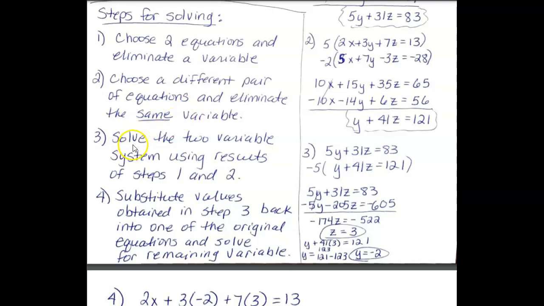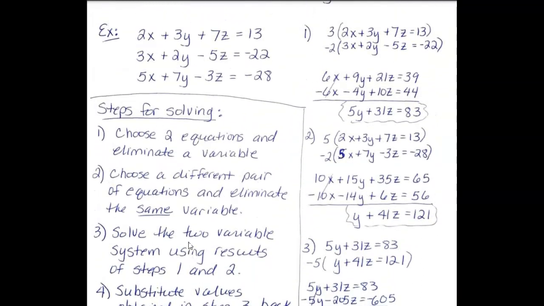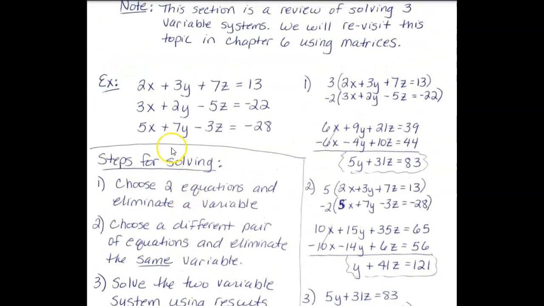So our step 3 is to solve the 2 variable system using the results from step 1 and 2. So we take the answer we got in step 1 and the answer we got in step 2 and create a 2 variable system that we would need to solve. And then finally, step 4, once I've done step 3, I'll have the answers for 2 of my 3 variables. And then step 4, substitute those values obtained in step 3 back into one of the original equations and solve for the remaining variable. So we're going to solve this problem by doing those 4 things.